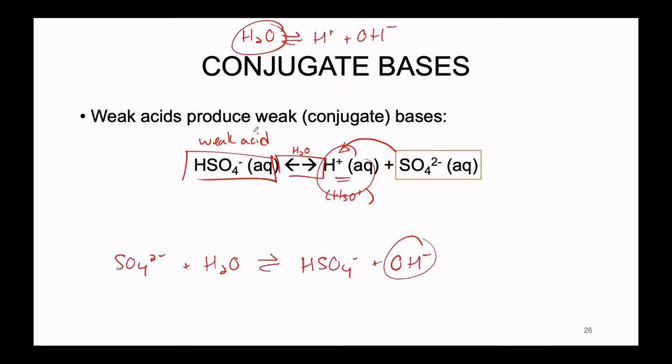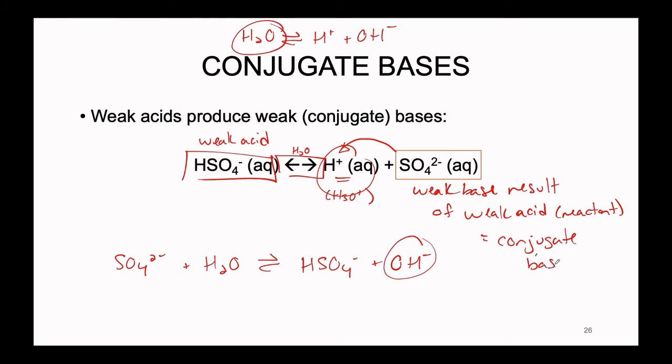So in solution, we have this weak acid interacting with water, dissociating into a weak base, a weak base that is the result of a weak acid, which in this case we are labeling as the reactant, right? The weak acid is the reactant in this first reaction. A weak base is the corresponding product. This weak base then becomes known as a conjugate base. The existence of this base arises specifically because of the weak acid dissociating.